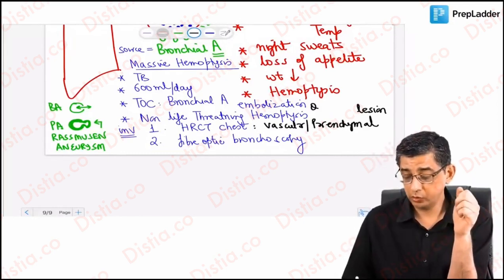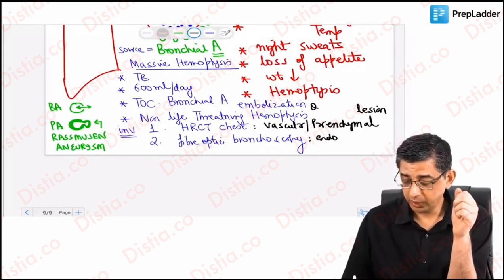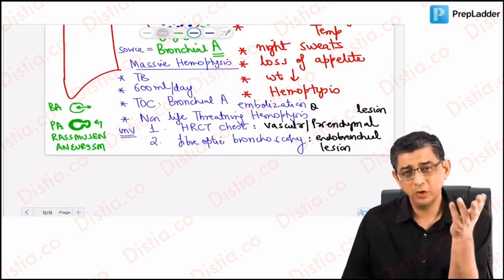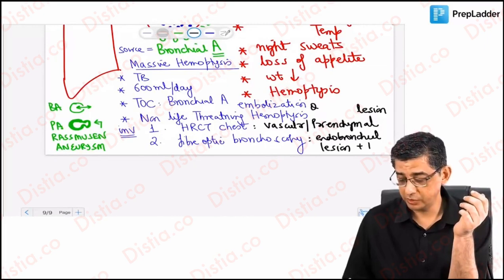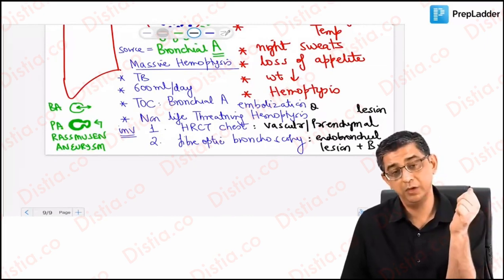The advantage of bronchoscopy is it can directly pick up an endobronchial lesion, say a carcinoid tumor, or any lung tumor eroding into the airway. You definitely can identify the endobronchial lesion, take a biopsy, and even initiate local hemostatic maneuvers as well.